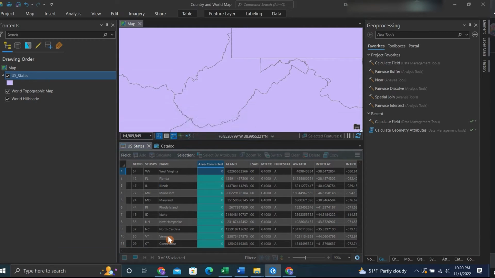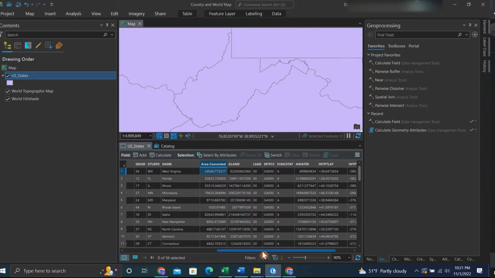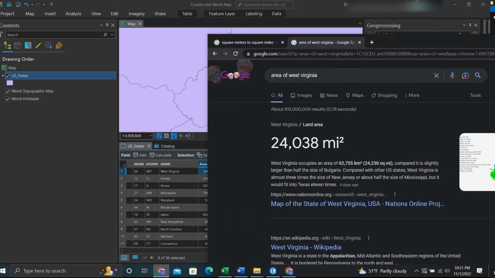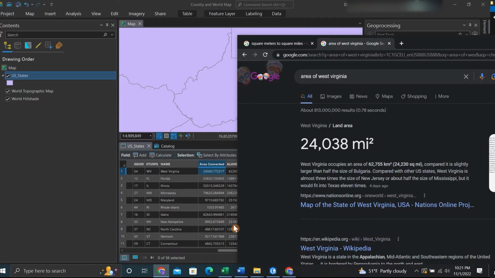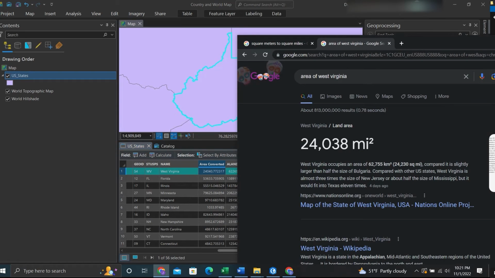Once we have that, we can click OK. And you can see we've converted to square miles. Quick Google search will allow us to check if we're at least in the ballpark or if our conversion was correct. And so if we look up the land area in square miles for West Virginia, we get this value. And we can see the values actually are close. So our conversion was performed correctly.